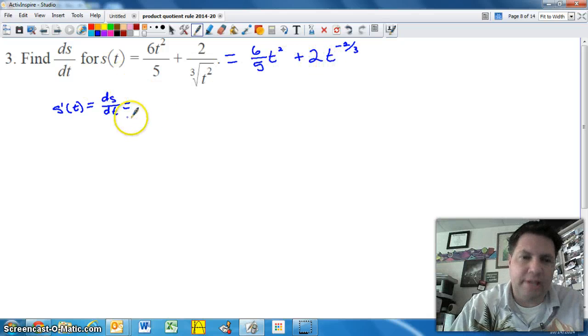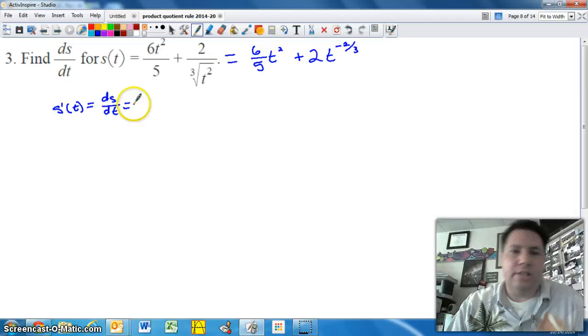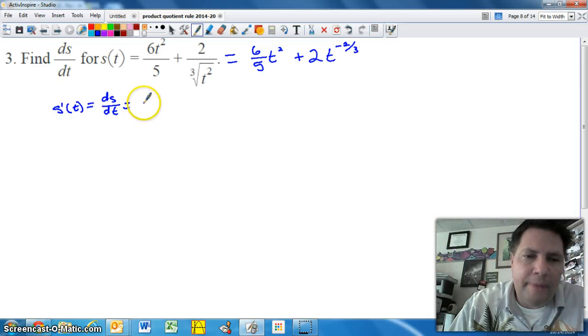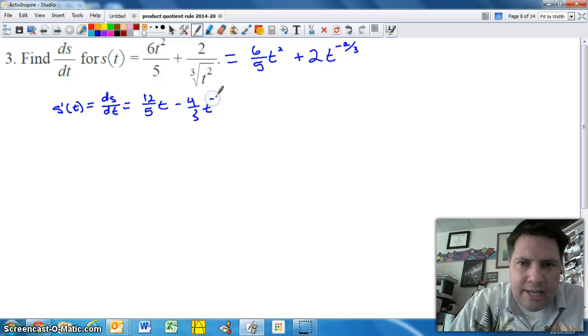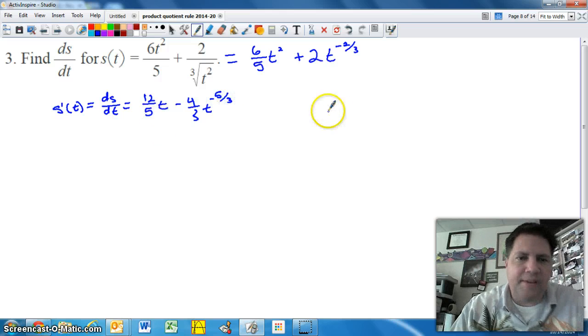Because if you do it the other way, here I'll just see how quickly I can show you this. If we do it the fast way, power rule, we're going to get 12/5 t minus 4/3 t to the negative 2/3 minus 3/3 is negative 5/3 power. There's the fast way to do it.